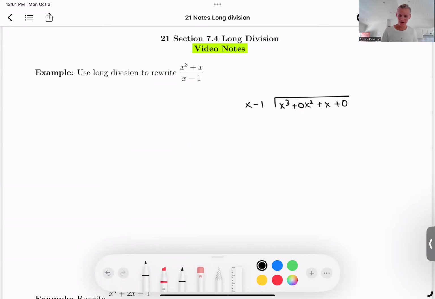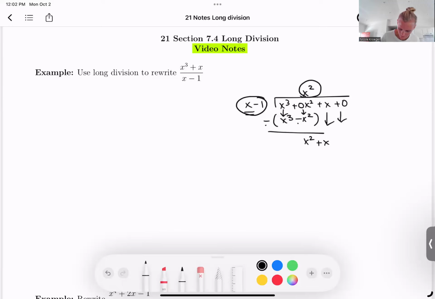I ask myself, what do I multiply x by to get x cubed? That's just x squared. So I'm going to write that over the x squared. Then I do x squared times this expression, which gives me x cubed minus x squared. And now I subtract that whole thing from the top piece. So x cubed minus x cubed gives me 0. I'm not going to write the 0 just because it gets messier. I have 0x squared minus negative x squared, so that'll give me positive x squared. And then I'm going to pull these pieces down, plus x plus 0.